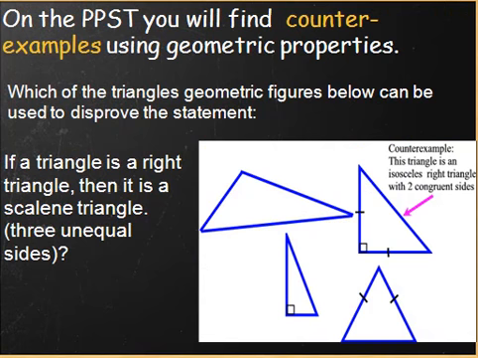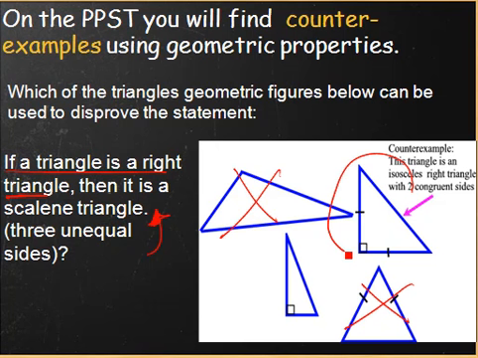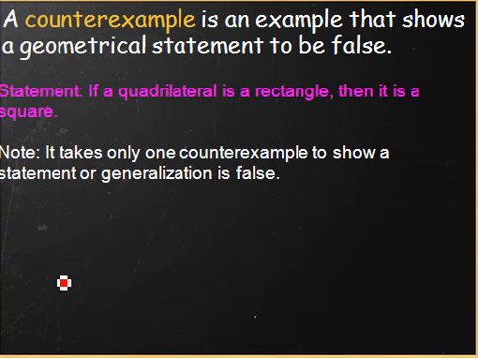On the PPST, we're going to be asked to find counterexamples to disprove statements. Remember, a counterexample is just one example that shows that a statement is false. So in our hypothesis, if a triangle is a right triangle, we want to disprove that it must be a scalene triangle. If we look at these examples, the first thing we want to hold true is that we're looking only at right triangles, eliminating 2 of our possibilities. To show that it's false, here's a right triangle that has 2 congruent sides, therefore it shows a counterexample. Recall, a counterexample is an example that shows a geometric statement to be false.